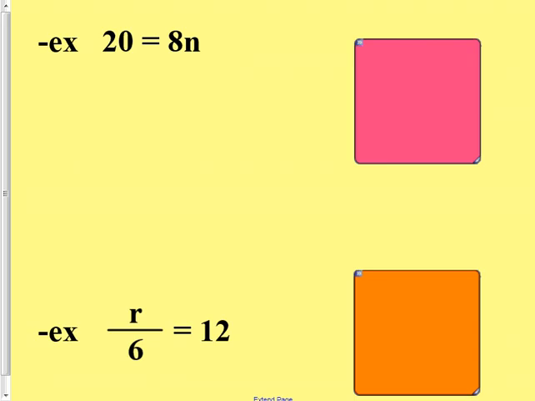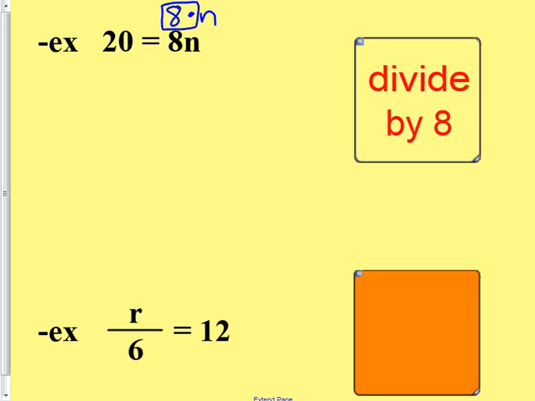This next one, 20 equals 8n. We need to remember that 8n means 8 times n. So we need to do the opposite of times 8, which is divide by 8. When we divide by 8 on each side, this is what that looks like. We're going to use the division bar to show that.